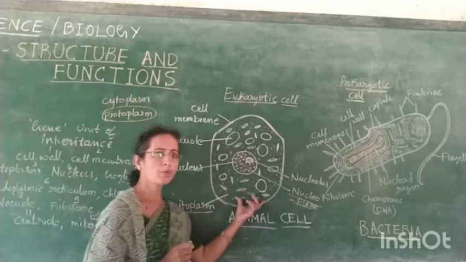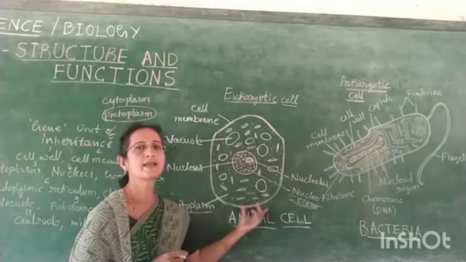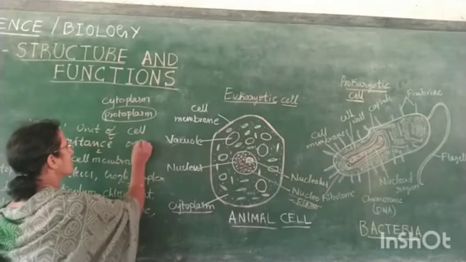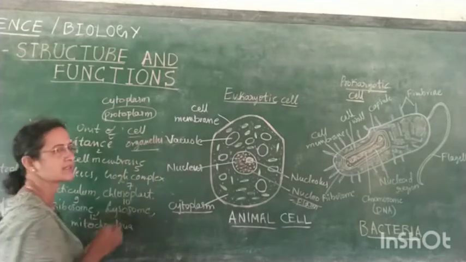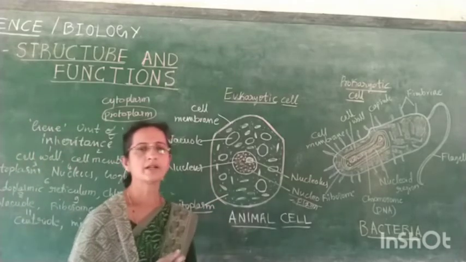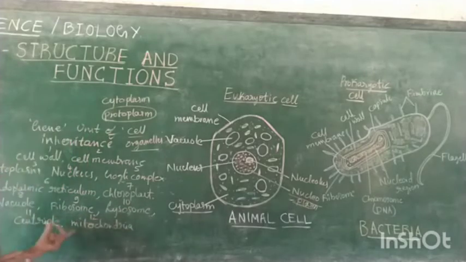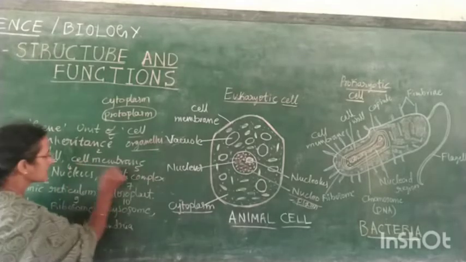So what does the cytoplasm consist of? It consists of various cell organelles. Can you name the different cell organelles which are present inside the cell? You have learned all of them in your 7th standard. Here there is a list of all the cell organelles present inside the cytoplasm. We learned about the cell wall and cell membrane.